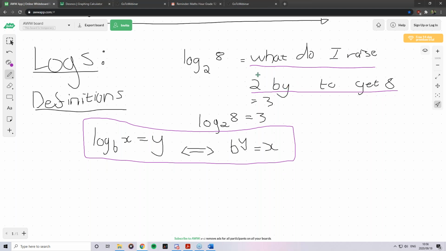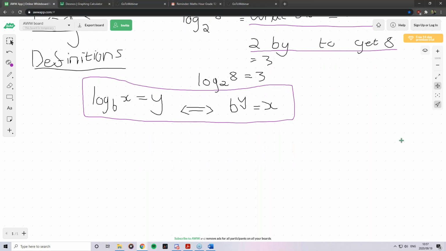So a favor you can do for me is whenever you see log in a question paper or when you're writing down log, read it as 2 to the power of what is equal to 8. That makes it a lot easier. And then remember, this relationship is literally just this, but in maths. 2 to the power of what gives me that. B to the power of what gives me x. B to the power of this gives me this. All right.